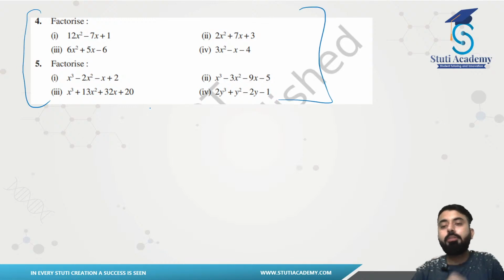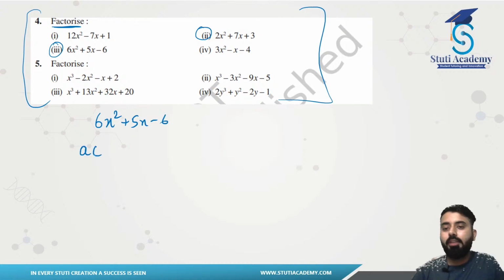Now listen to me when I tell you, they have just asked you to factorize them. So there is no point of even going with the factor theorem. Don't just look for the factors there. You can easily factorize using the middle term splitting method. I'm going to do these two for you, then the remaining you can do on your own. So we have 6x square plus 5x minus 6. So firstly, let's find out AC. AC will be -36.